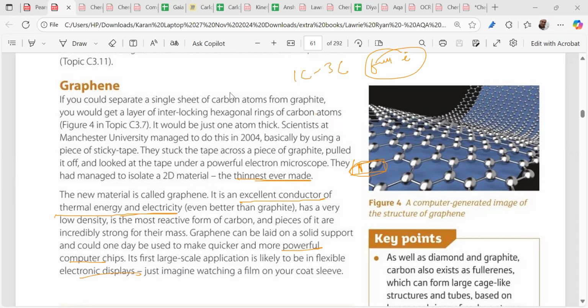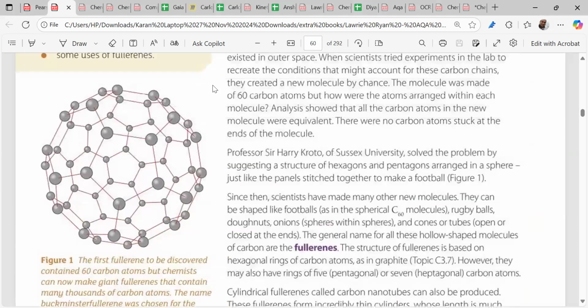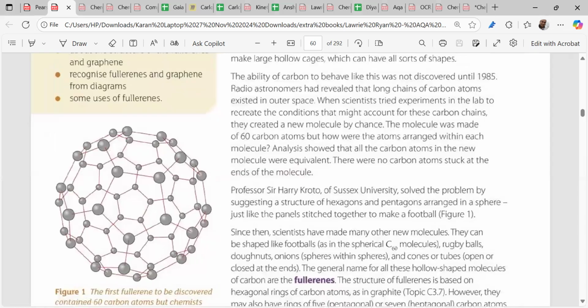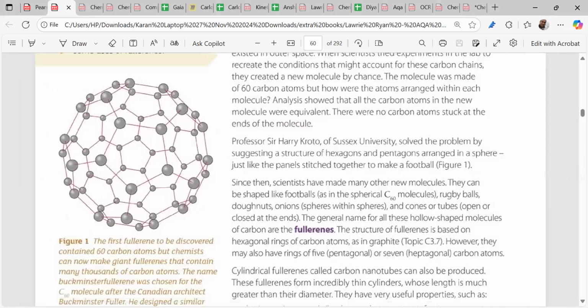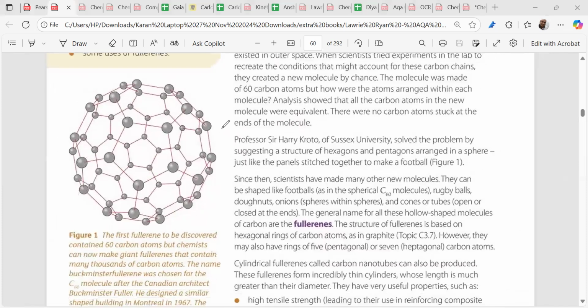Now come to fullerene, the last allotrope of carbon which you have in the syllabus. Fullerene was discovered in 1967 by a group of scientists, and this is C60. So is fullerene a molecule? What do you think? Does it contain covalent bonds only? Yes, it does. Does it have a fixed number of atoms? Yes, C60. So fullerene is a molecule. Will fullerene have a high melting point and boiling point? No, it won't.